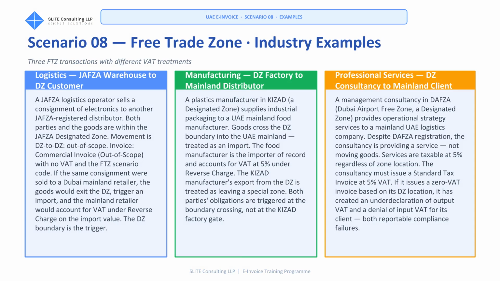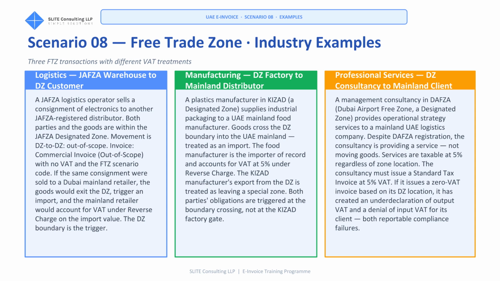First, logistics. A JAFZA operator sells electronics to another JAFZA-registered distributor. DZ to DZ. Out of scope. Commercial invoice with no VAT and the FTZ scenario code. Had the buyer been a Dubai mainland retailer, the goods would exit the DZ, trigger an import, and the retailer would account for VAT under reverse charge. The DZ boundary is the trigger.